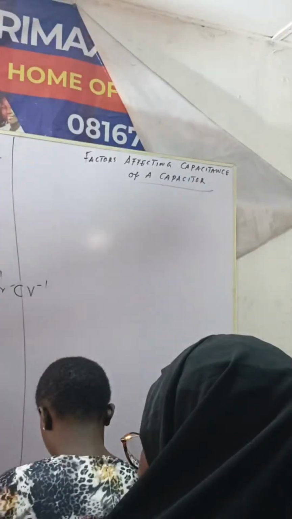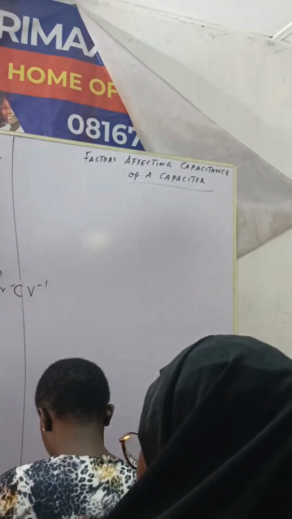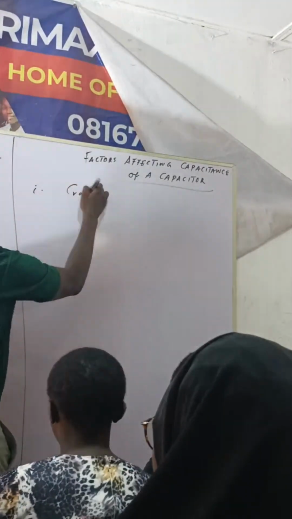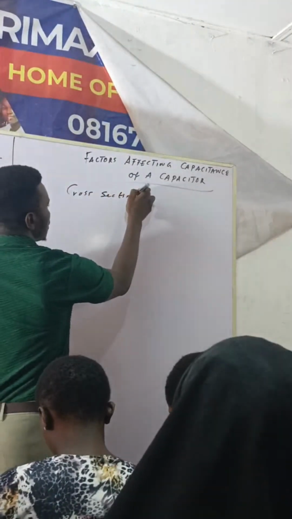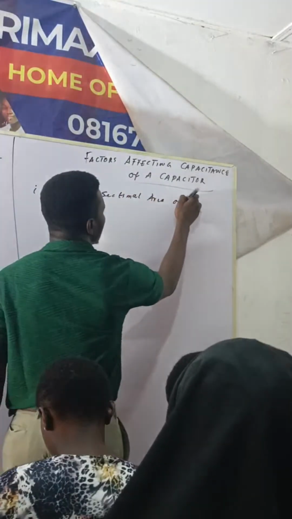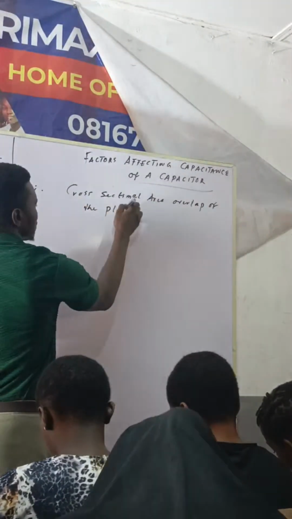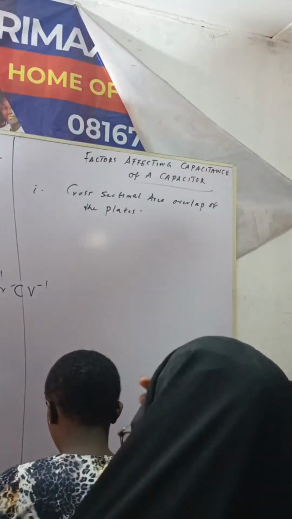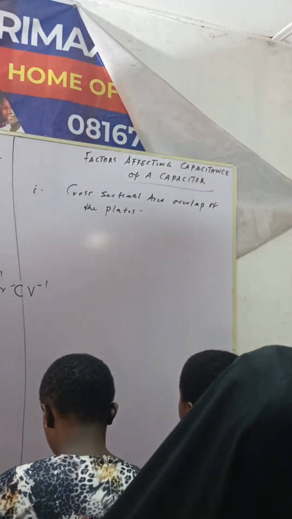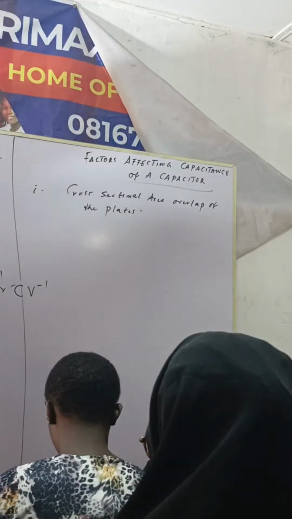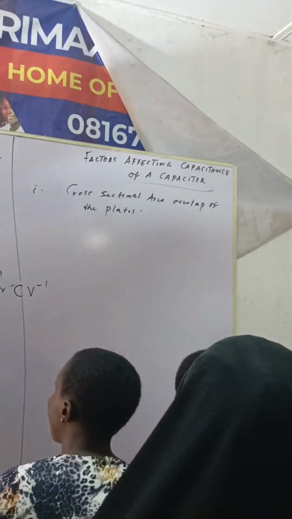I can have a capacitor that has the same plates and I didn't arrange it well. I might not get the full capacity. What am I saying? The first factor that affects the capacitance is the cross-sectional area. The cross-sectional area overlap of the plates. Just like I said the other time, you take two slices of bread, you want to put egg between them, but you are overlapping them like this. Egg will only occupy that part, and you want to toast it.